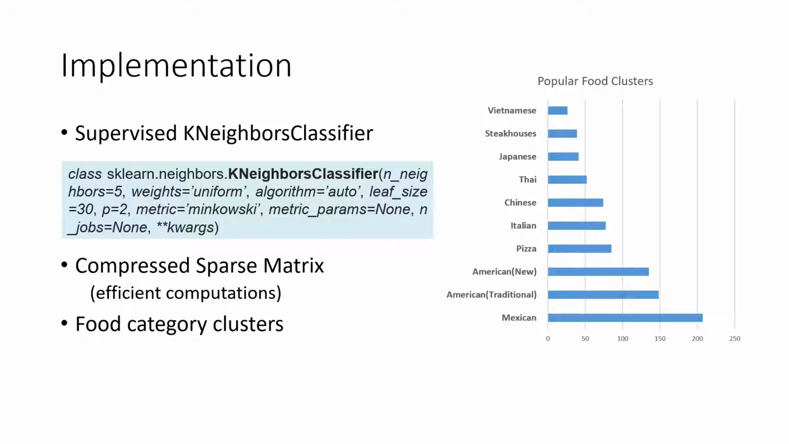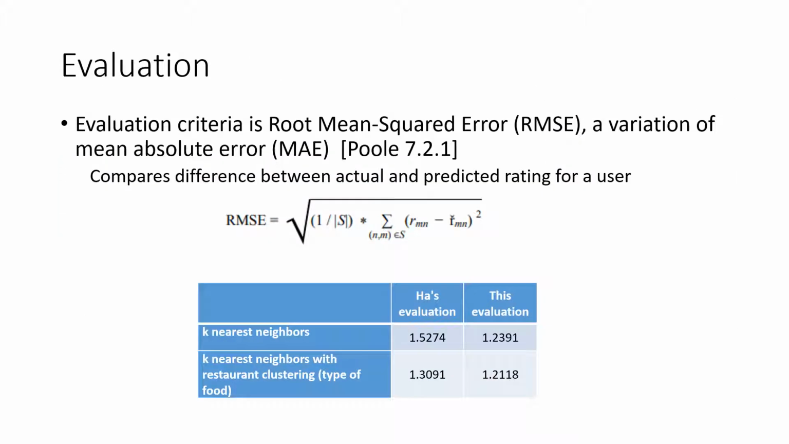I had to compress the two-dimensional matrix as it was very heavy, and 99% of it was sparse, which comes back to the same problem that there are less likely to be users that have visited the same set of restaurants. Food clusters were found based on reading a couple of research papers on the Yelp dataset.